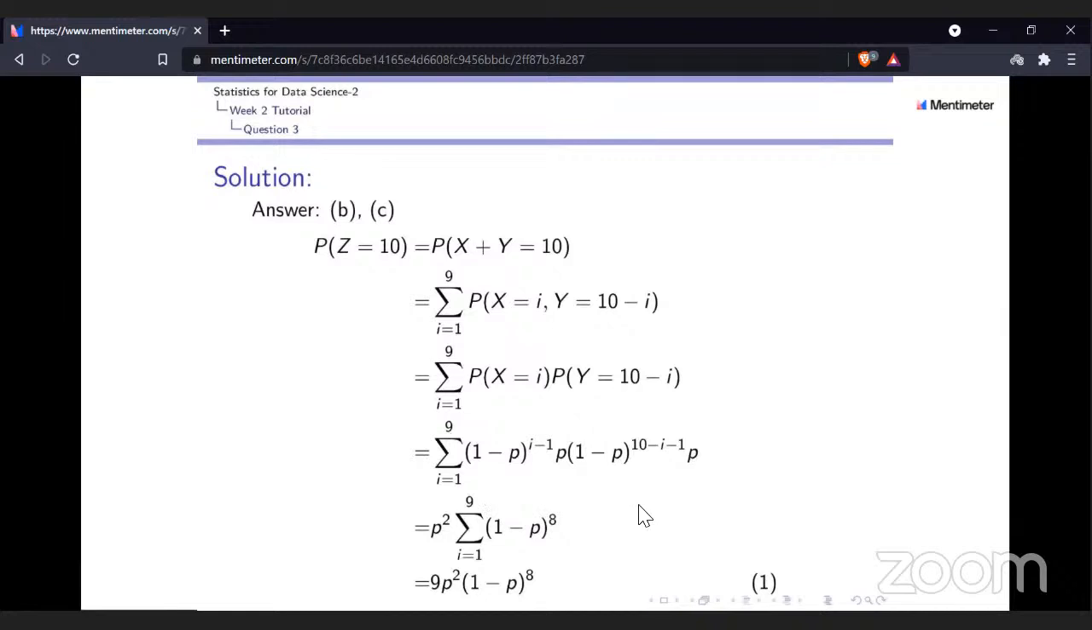Ma'am, I have just a question. Can we generalize this formula to say (z minus 1) p squared into (1 minus p) to the power z minus 2? Yes, it can be generalized. If you calculate for some value, you will always get a similar expression, the general form. Okay, so is this clear to everybody? This question is fine. Yes, ma'am. So let's move to the next question.